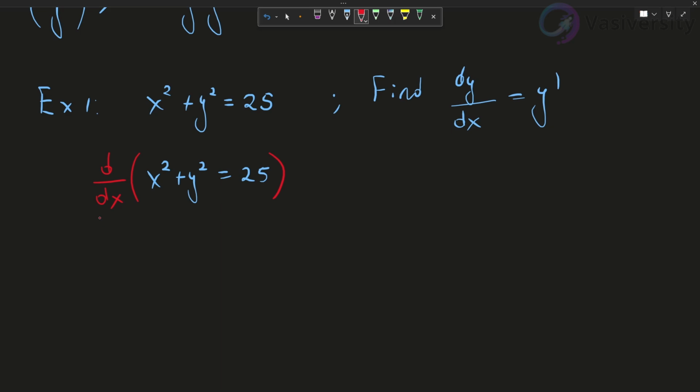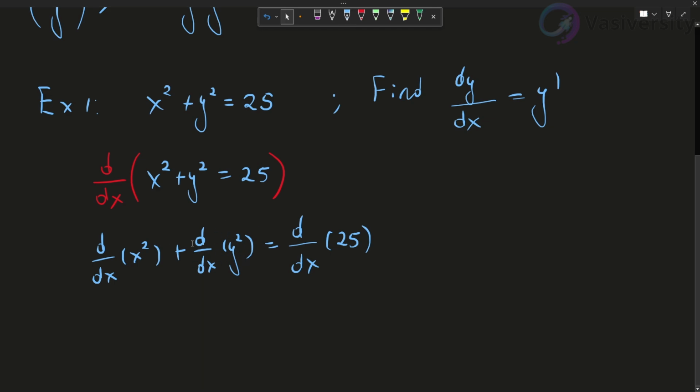We know the properties of derivatives that we learned a few lessons ago. So we're going to have d dx of x squared plus d dx of y squared is equal to d dx of 25. All right, perfect. Notice that immediately here we have a question, and most of you might ask, how do we differentiate that? By the chain rule. That's why in the previous lesson we learned the chain rule. So now we can apply it to this problem.